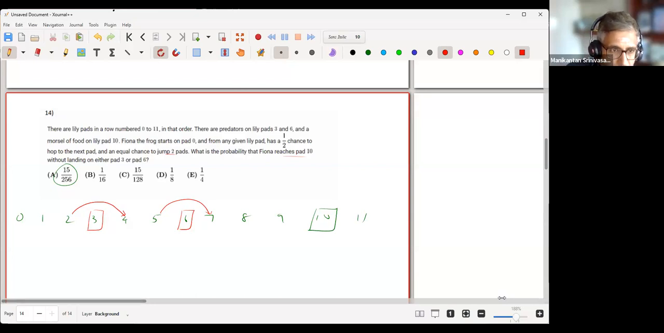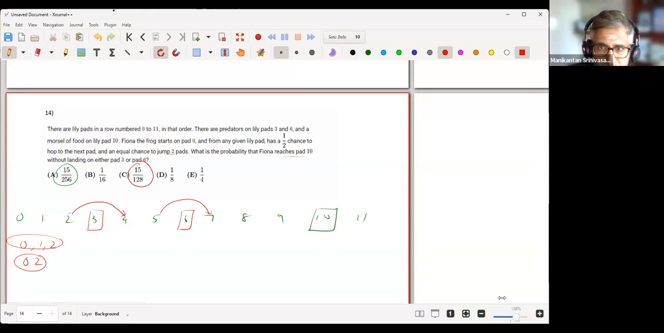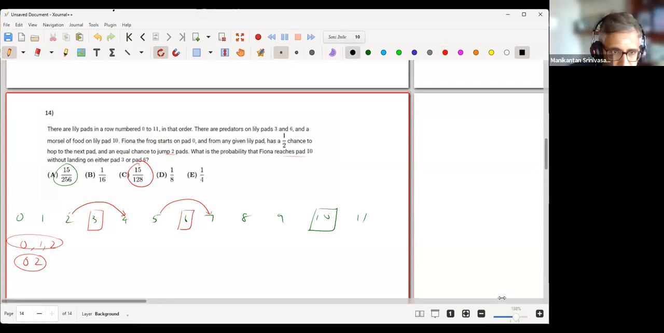Okay, so let's count how many. For him to reach 2, either he could go 0, 1, 2, or he could have gone 0, 2 directly, right? Those are the only two possibilities. So I got 15 by 128. Okay, 2 answers so far. So there are 2 ways to reach 2.